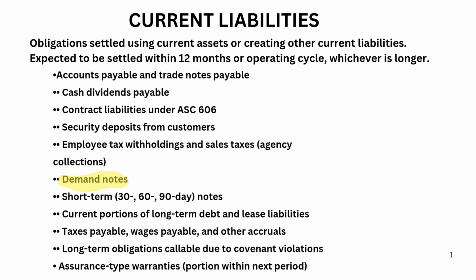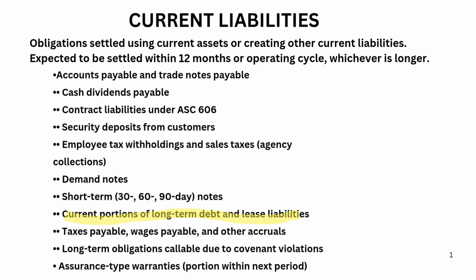6. Demand notes. These are short-term borrowings that the lender can demand at any time. Example. A bank loan that must be repaid on demand, usually shown as a current liability. 7. Short-term notes, 30, 60, 90 days. These are formal, short-term borrowings. Example. A 60-day loan to cover temporary cash needs. 8. Current portion of long-term debt and lease liabilities.